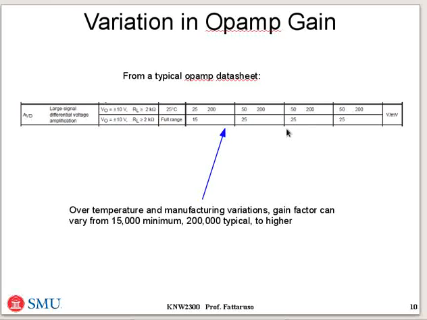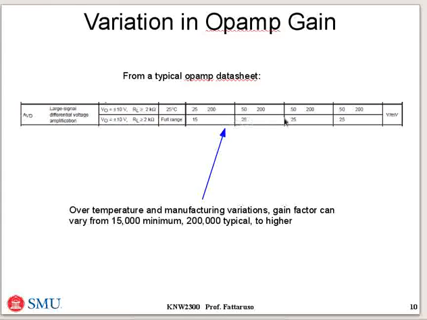And you can see that for a given part, they'll only guarantee the voltage gain to be somewhere between 50,000 and 200,000 typical, and perhaps even more. There's no maximum specified here. And that's at room temperature. Over the full temperature range, your gain might go down to 25,000 or even 15,000.